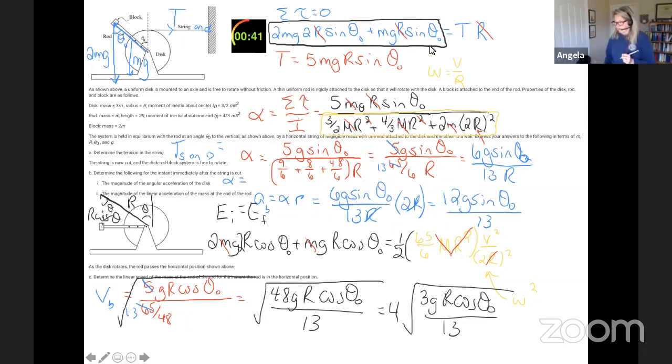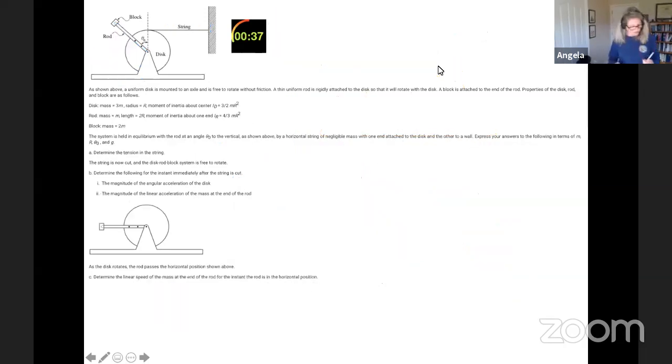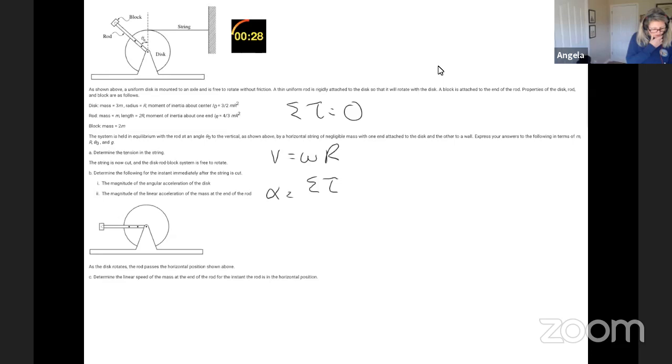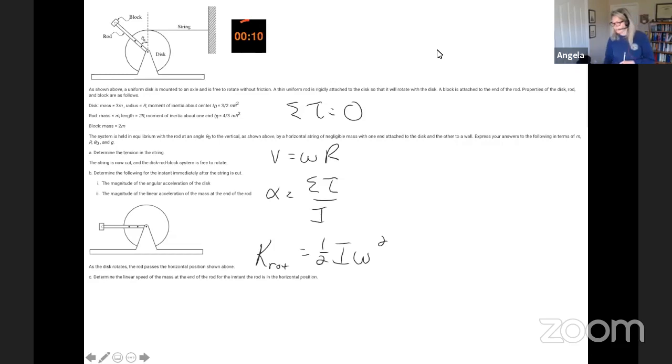Okay. So I'm gonna clear this and just say what we used. We used, obviously, sum of torques is 0. We know v is omega r. We used alpha is sum of the torques over rotational inertia. Oh, rotational kinetic energy is 1/2 I omega squared. These are all rotational analogs for the linear quantities. And I think that's basically all we used in this problem.